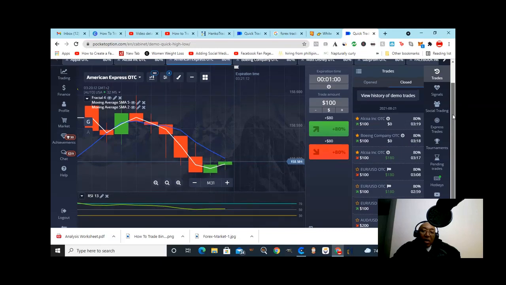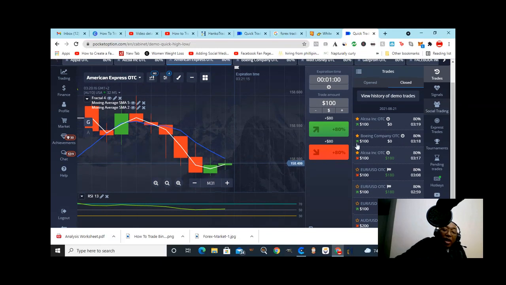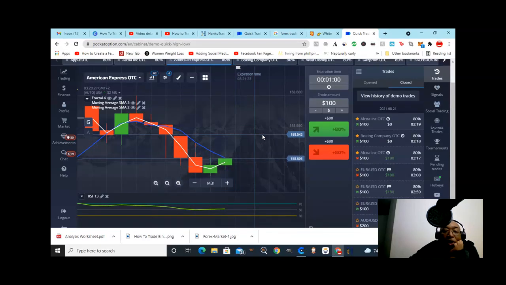So they crossed here and they went down, and now it's trying to move up. Very risky for us to enter that trade because they have not crossed recently. But if they cross and they continue moving up, then we can enter for a buy, which is the green button. Buy. Okay, guys.